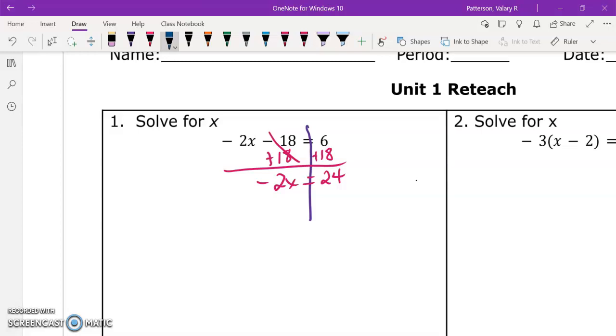Now the last step, the second step, is divide by whatever's in front of the x. So that is a negative 2. Don't lose the negative. That was a common mistake that I saw on the test last week when I was grading them. So that negative 2 divided by negative 2 becomes 1. And then x is 24 divided by negative 2, which is negative 12. There's our answer. So that's the first one.